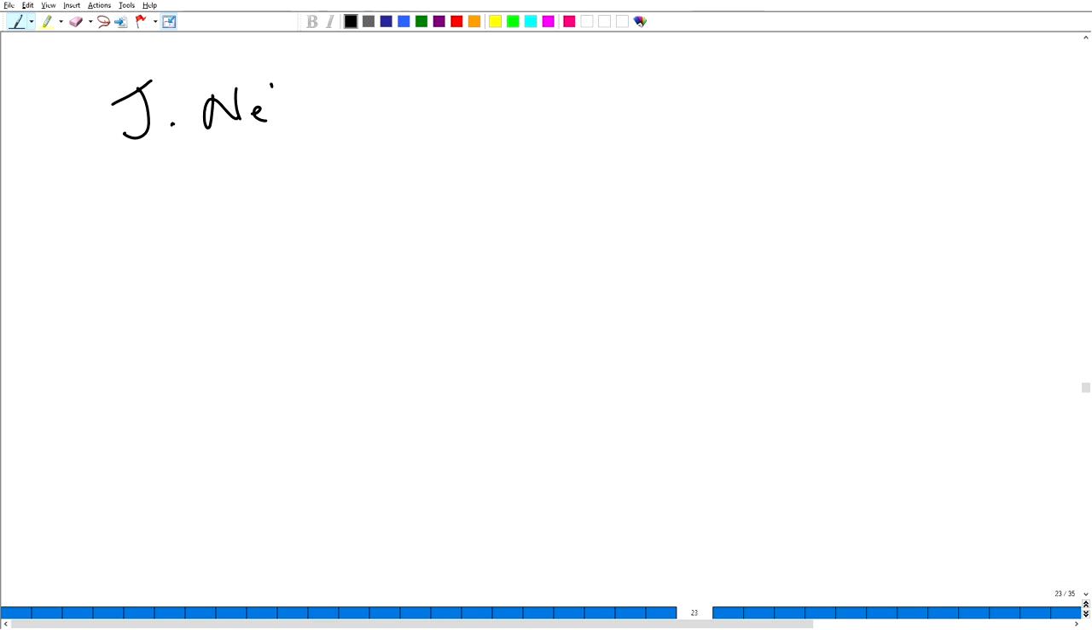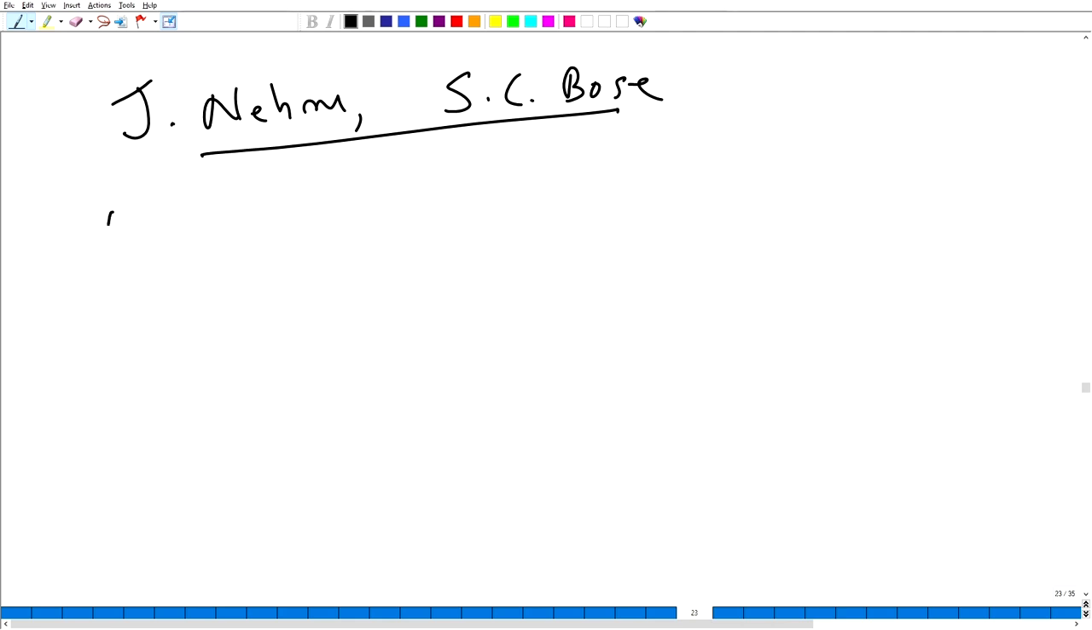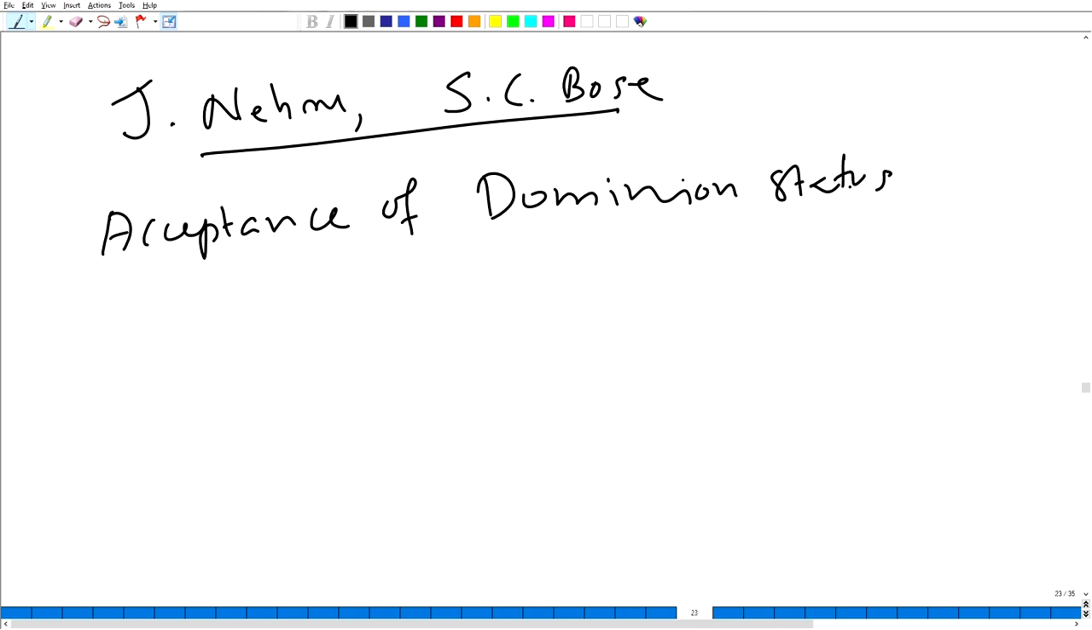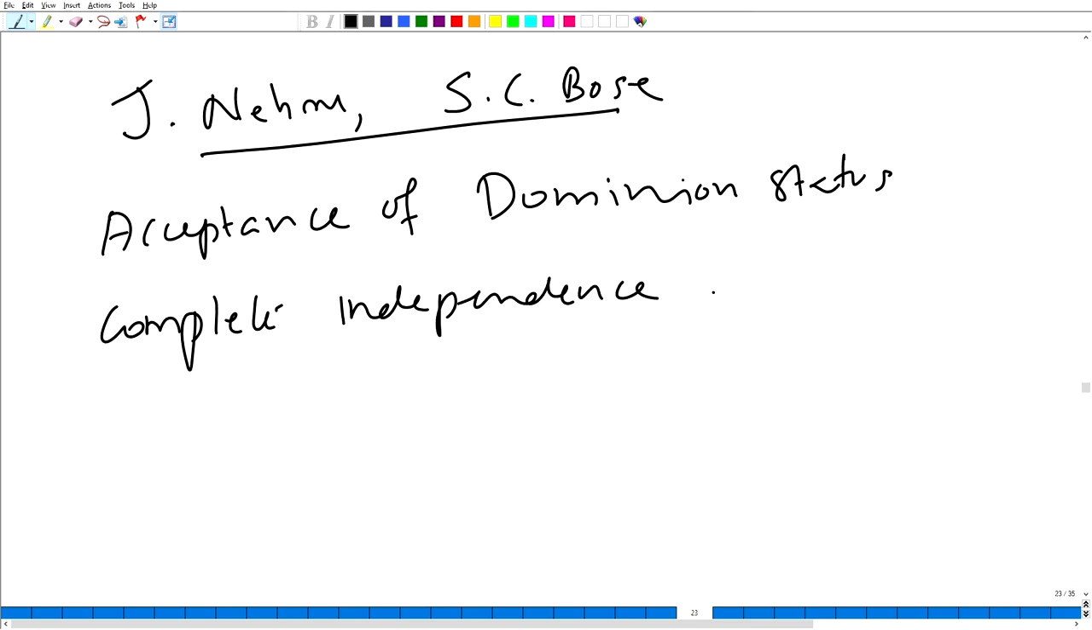Jawaharlal Nehru and Subhash Chandra Bose also criticized the Nehru report because of the acceptance of dominion status. They argued that the Nehru report should stand for complete independence. Instead of complete independence, the Nehru report asked for only dominion status. All these are included in this lecture. Now going to questions.